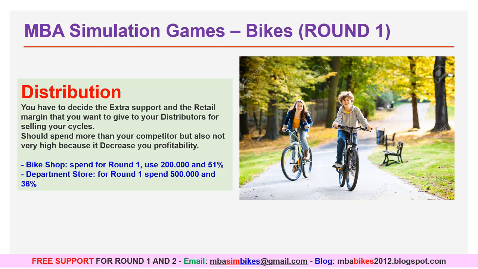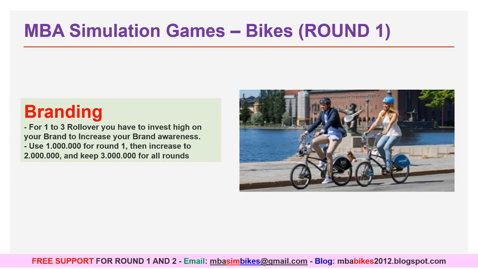For distribution, we can spend around 200,000 for buy shops and 500,000 for department store for our one, and increase the support for 51% and 36%. And for branding, we can use 1 million or 2 million or 3 million, but to set the cost each round one, we can use 1 million. Maybe you put 1,000, next round increase to 2,000, and next round we increase to max 3,000, and keep that for all the other later rounds.